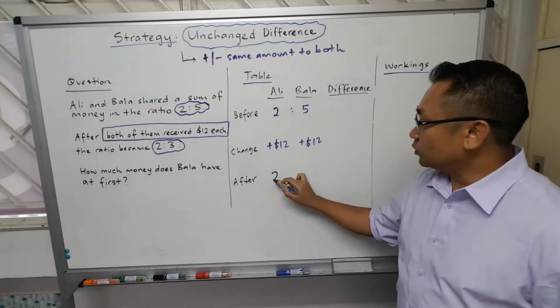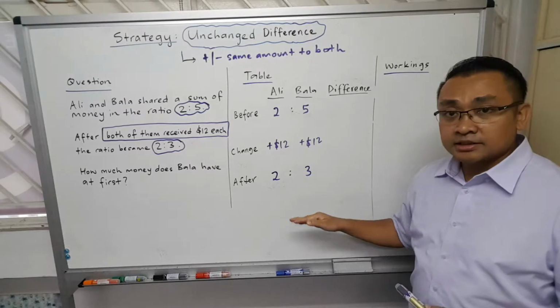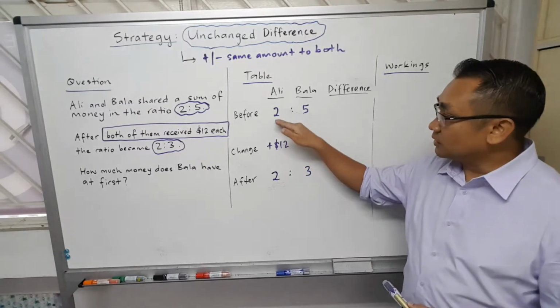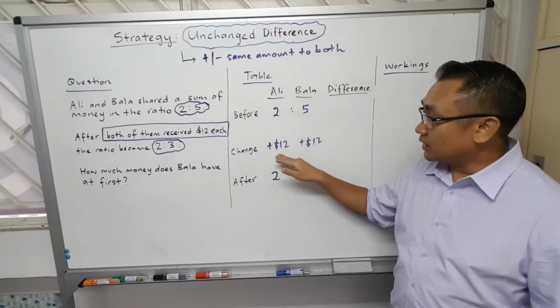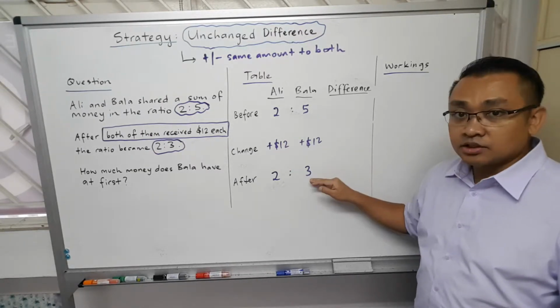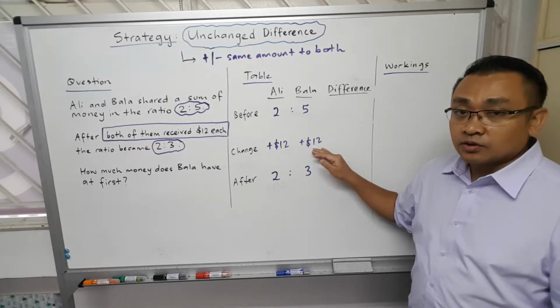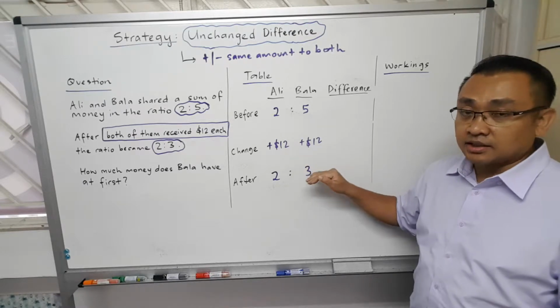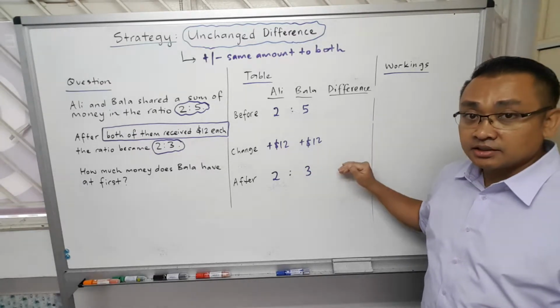It became 2:3. Now, if you look at the ratio, it doesn't make sense yet. Why? Because before, Ali has 2 units, after, Ali has 2 units, but then there's a change of $12. Bala has 5 units, after it dropped to 3 units, but then there's a change of $12. So the ratio does not make sense, and the reason is because we have not made the difference the same.